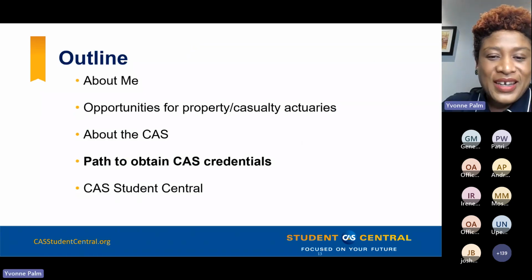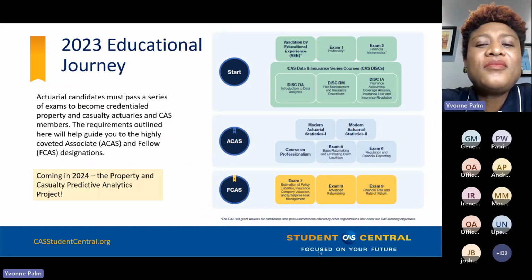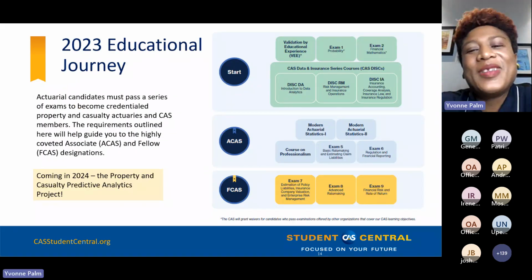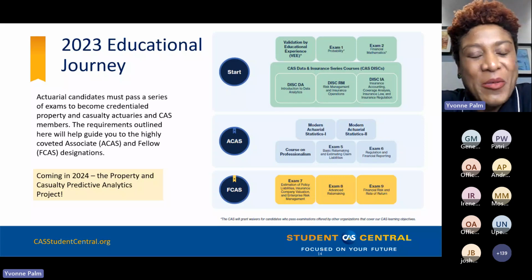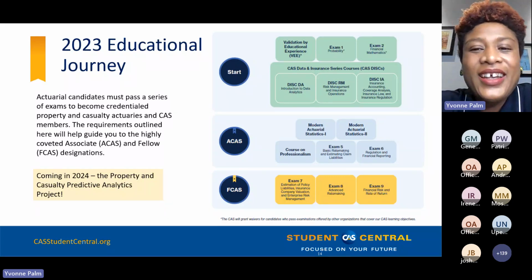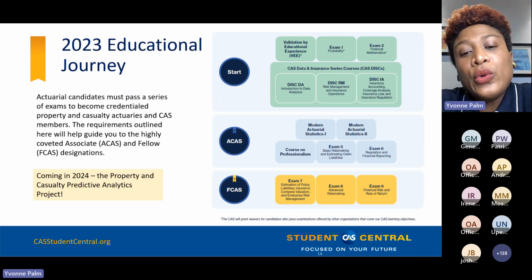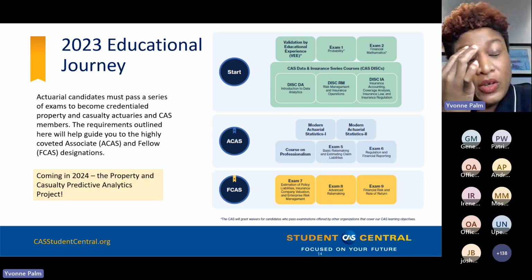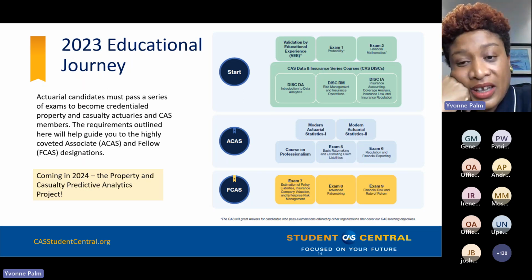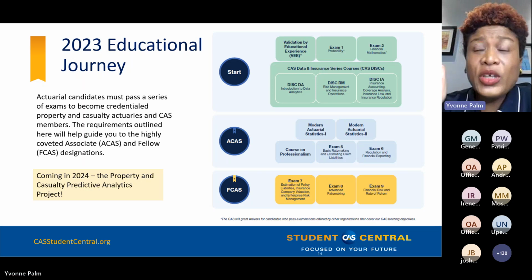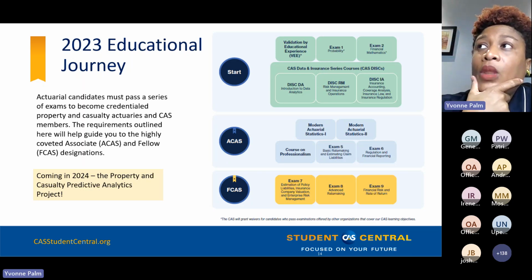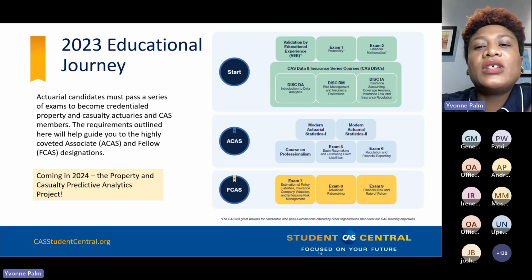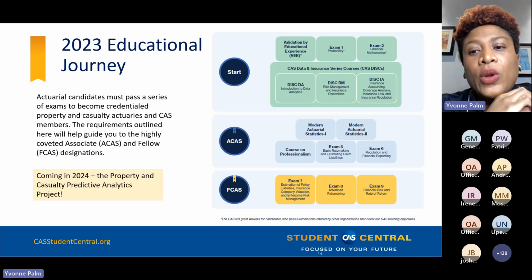Okay, so the path to obtain CAS credentials. This slide takes you through the educational journey. I think somebody mentioned how it is a journey, and it does take determination. The way we split our exams, we have what we refer to as preliminary exams, and then the ACAS exams and the FCAS exams. Because the CAS is kind of specialist, we do not focus as much on the preliminary exams.